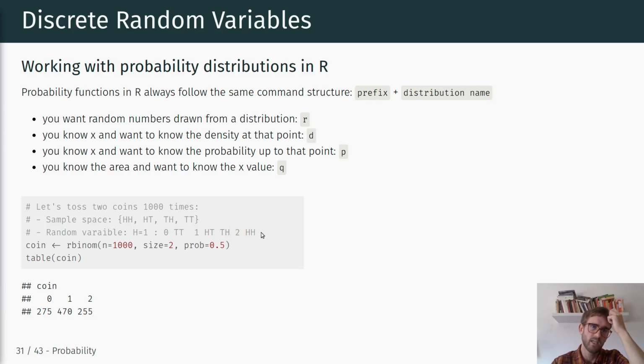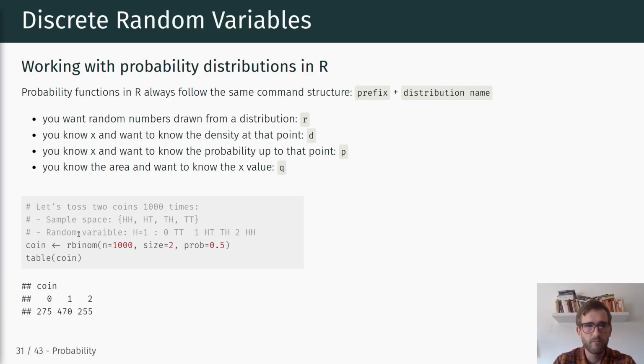Okay. And now if we want to simulate this in R, this is a case where we want to draw random numbers from a distribution, so we use the prefix r. And this is a draw from a binomial random variable. So the command in R would be rbinom. And then there are a couple of arguments that we need to add. Here we have n, basically the number of simulations, so that's 1,000. Size is equal to 2, so that's the number of coin flips that we do every time, and the success probability, which is 0.5 here.